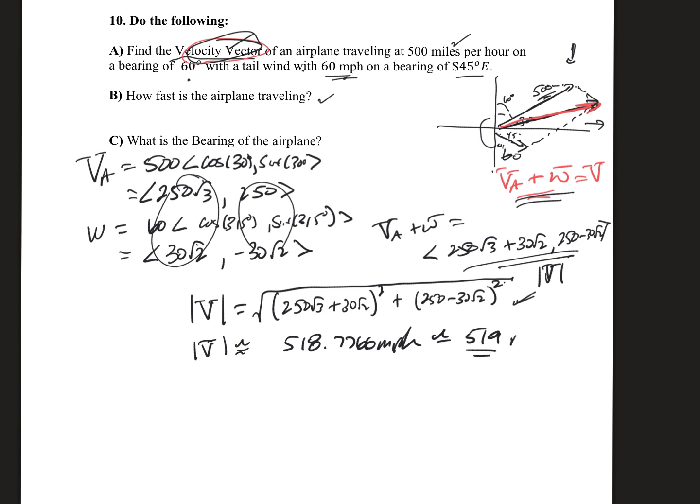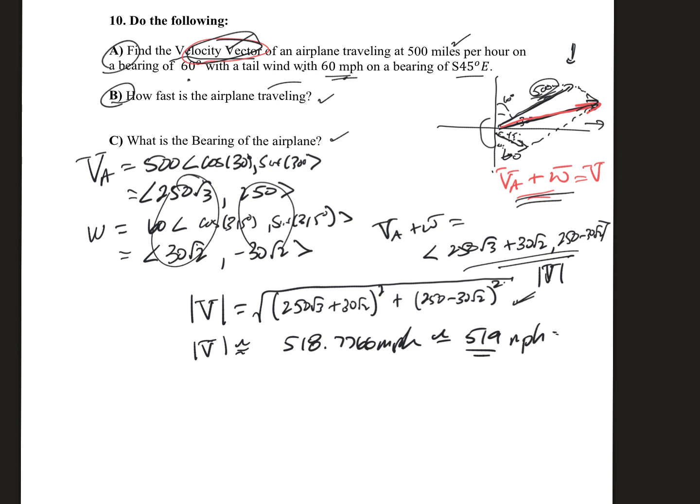hour. So you can see that the plane is in fact being pushed by the tailwind. The plane itself, ground speed is 500, but because of this little tailwind, it's pushing it along, and the plane's actually experiencing a faster speed at 519 miles per hour. So that is part B. So we got A and we got part B.